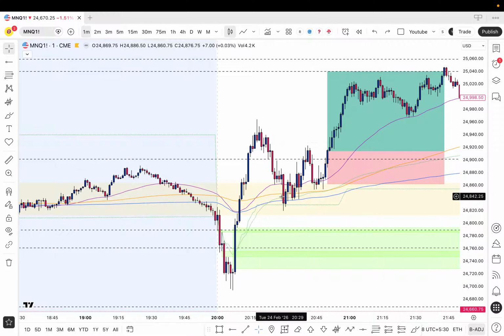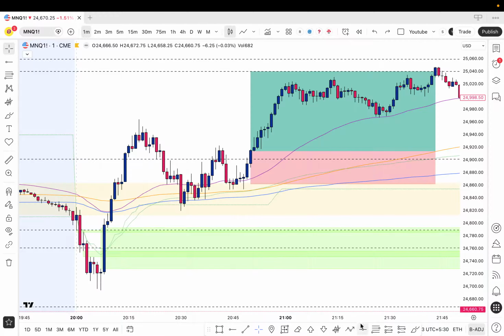This was a deep pullback according to me because it broke 50 EMA, broke 200 EMA, kind of broke VWAP as well. So this is a deep pullback for me. Whenever I see a deep pullback, I wait for a cup and handle or an inverted head and shoulder, and it did give me a proper cup and handle entry. And I took this trade again for this RCT level.